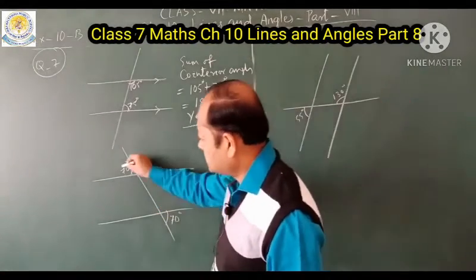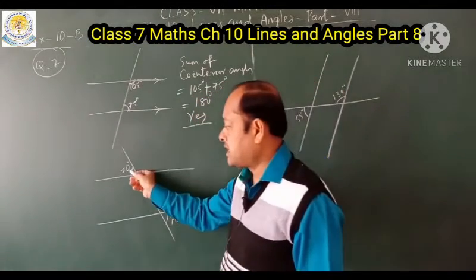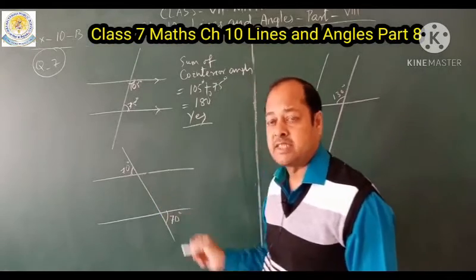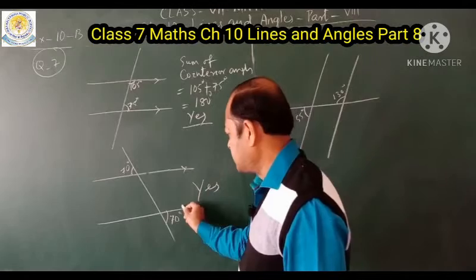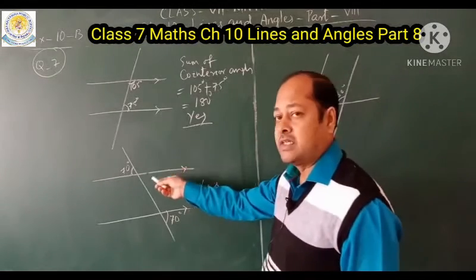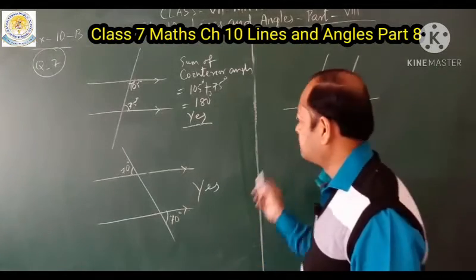So 70 is equal to 70. What is the reason? Alternate exterior angles must be the same. So yes, these two lines are parallel lines. To give the reason, these are alternate exterior angles, so these two lines are parallel. Now look at the third figure.